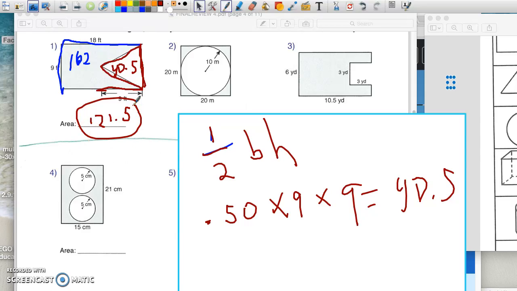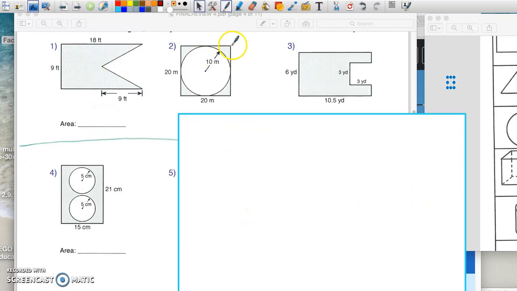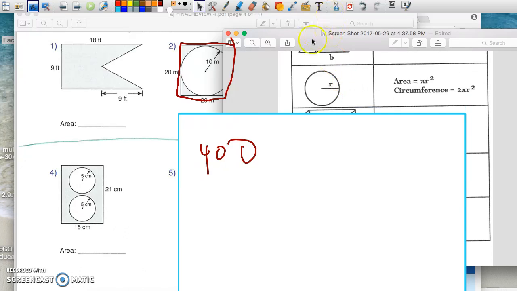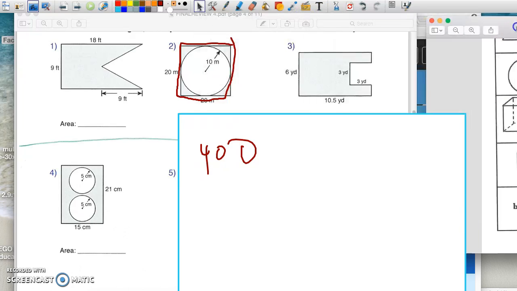Oh, let's do one with a full circle in it here. So with these two, what do I have going on? I have a perfect square and a circle. First, let's figure out the area of the square. Again, 20 times 20. We can do base times height. 400. Okay? Out of curiosity, let me see if they give you a different formula for a square. Oh, they don't even give it to you.